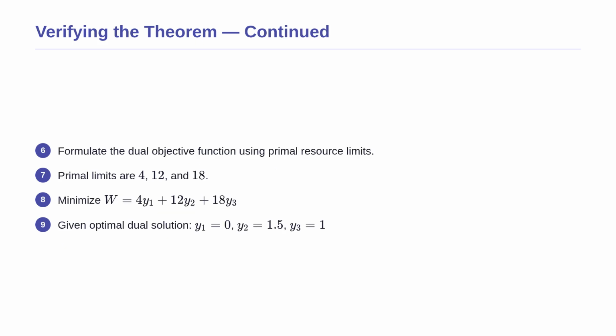Continuing with our example, we now need to construct the dual problem to see if it matches our primal profit. We create the dual objective function by taking the right-hand side resource limits from our primal constraints. Those limits were 4, 12, and 18. Therefore, our dual goal is to minimize W, which equals 4y1 plus 12y2 plus 18y3. We are provided with the optimal dual solution. y1 is 0, y2 is 1.5, and y3 is 1. Notice that y1 is 0, meaning the first resource is not fully used up and has no shadow price.